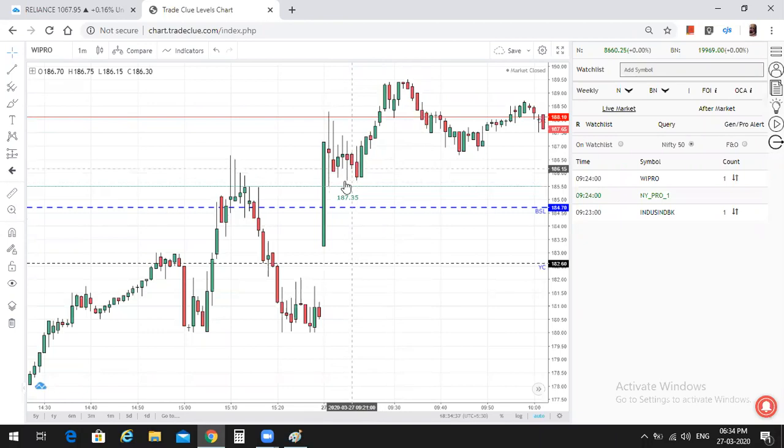Now he has already given you a buy over here. By the time you get the alert, this was like at 9:24 or so, you try to observe, you try to see the strength of buying coming in. You take a trade, keeping a small stop loss, and straight away you get 2% or so. Right, so that's the basic idea over here.